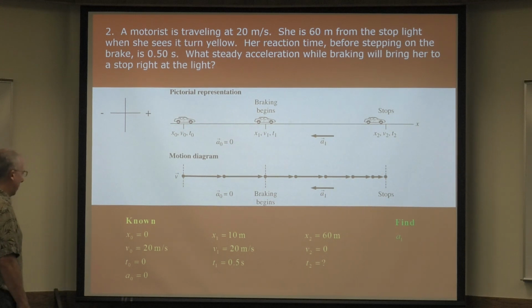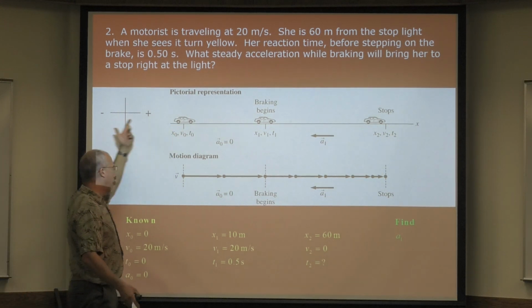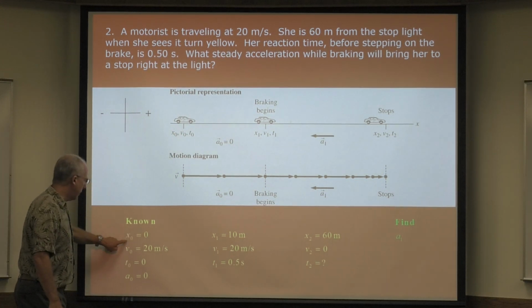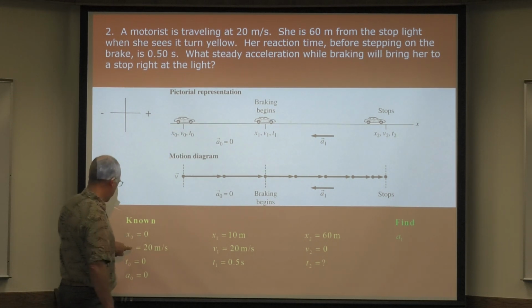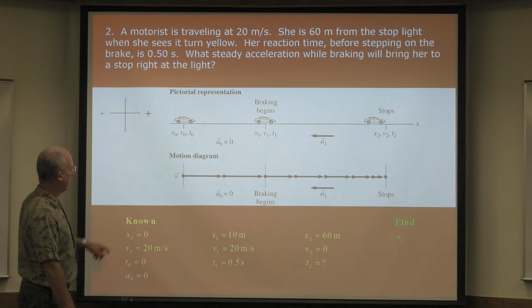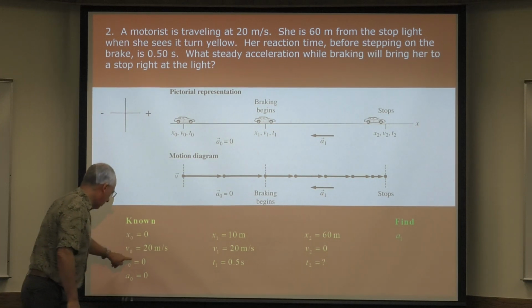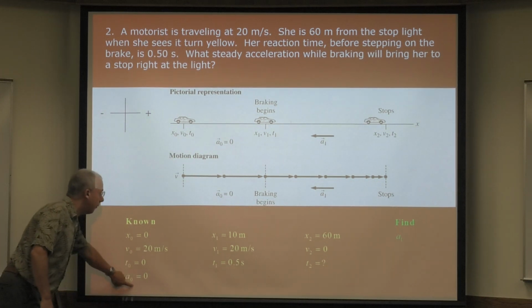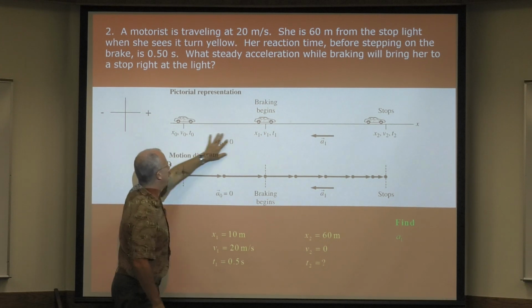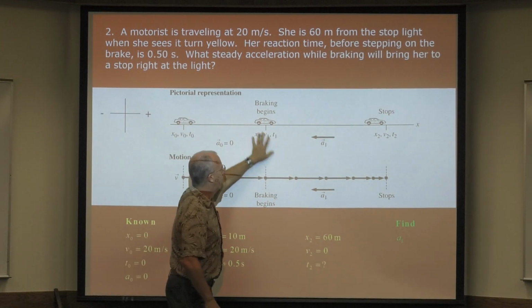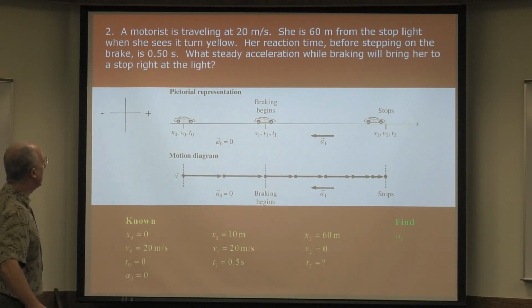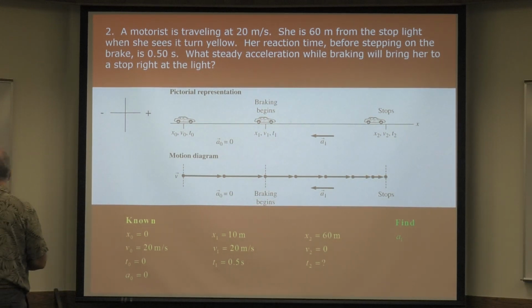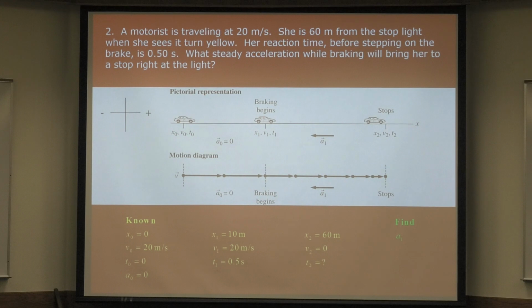All right, so we call this the origin, why not? So x0 is 0. How fast is she going? 20 meters per second. We'll call time 0, 0. And we know that the acceleration is 0 here. All right, so we've done this. Now we go over here. Okay, x1 is 10. How do you know 10? Where does it say 10? Well, it doesn't, but you've got to figure it out.